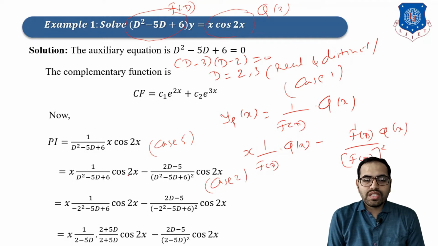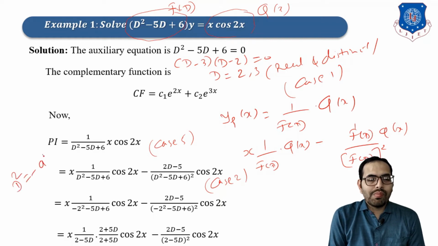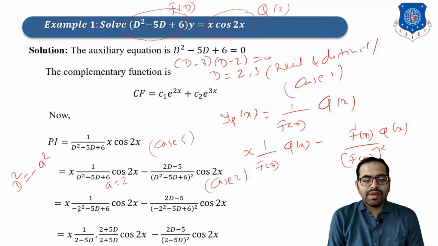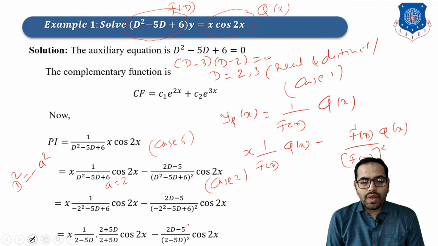Whenever our Q of x is in terms of cos or a sinusoidal function, in that case we replace D square equal to minus a square. Here the value of a is equal to 2, so D square is replaced with minus 2 square: minus 2 square minus 5D plus 6, and the whole square, with the remaining terms kept as they are. Now simplifying that term gives x times 1 upon 2 minus 5D cos 2x, minus 2D minus 5 upon 2 minus 5D whole square cos 2x.